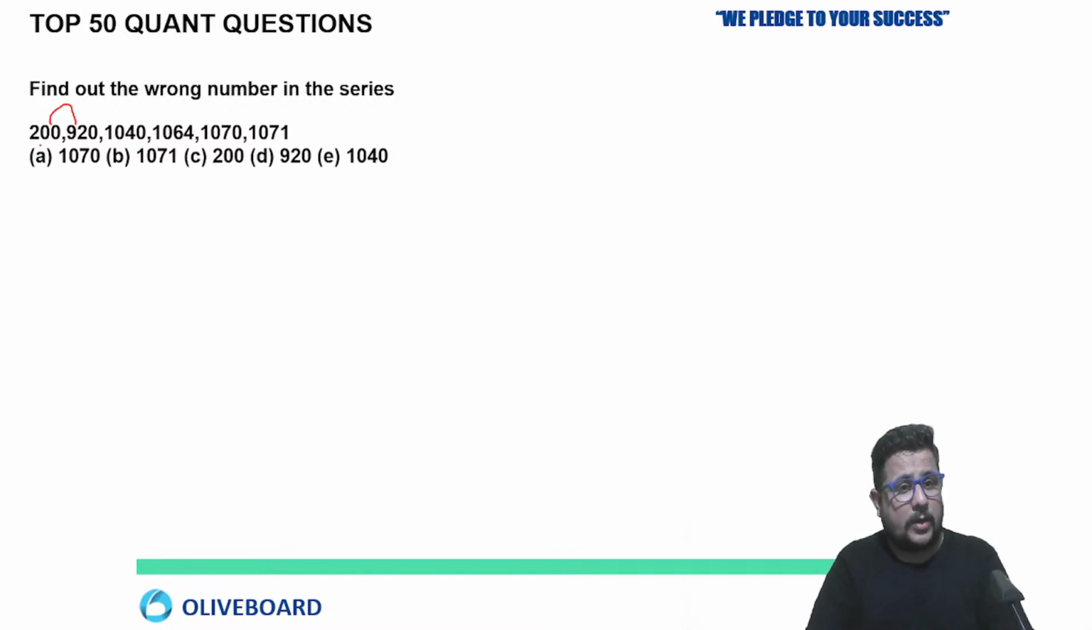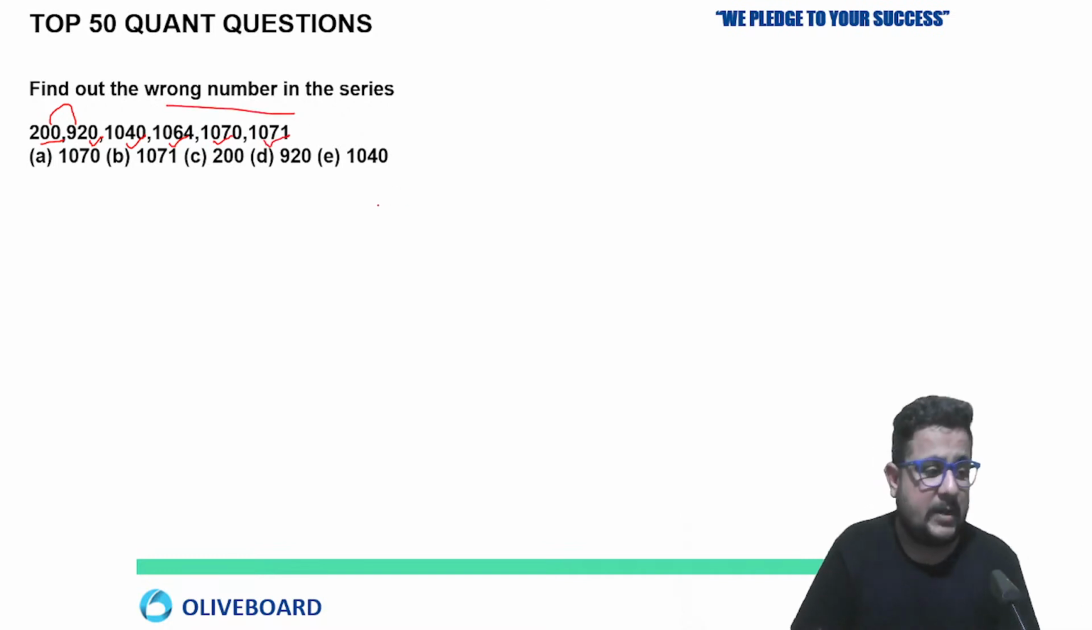Now let's find out: 200, 920, 1040, 1064, 1070, 1071. Which one is the wrong number in this series? Tell me fast.